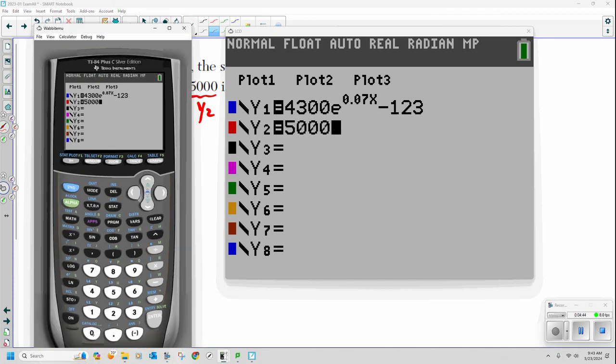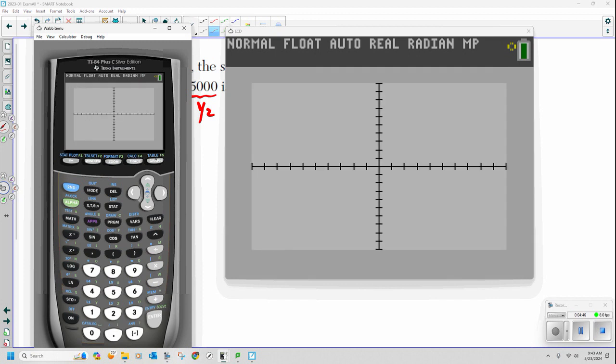Now keep in mind, if I just graph this the way it is, my window is 10 by 10. I might not see anything. If your calculator is still graphing, you see this little yellow circle spinning, that means it's still graphing. When that yellow circle goes away, like it did now, it's done graphing. So don't wait around forever.